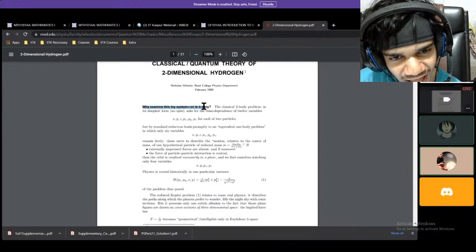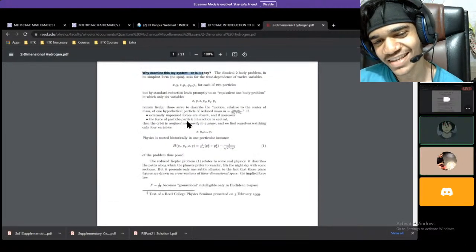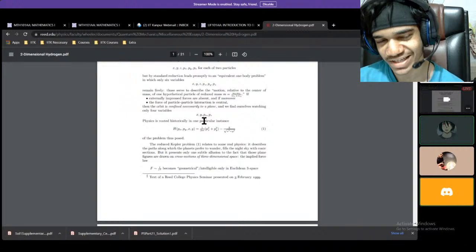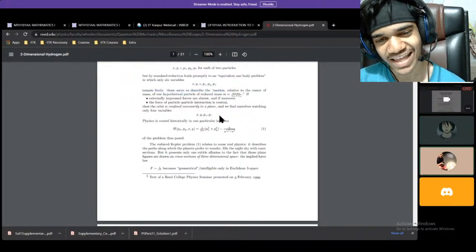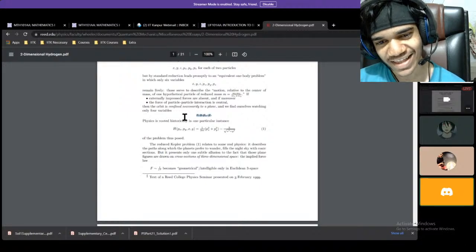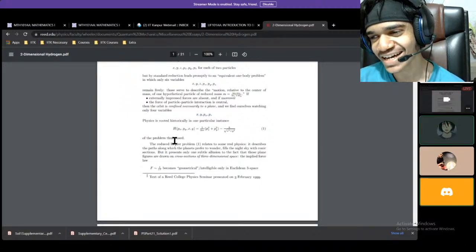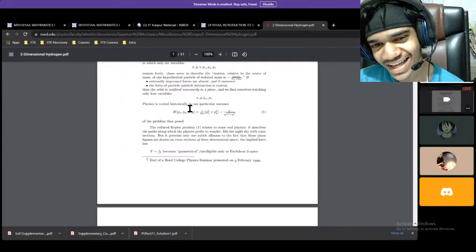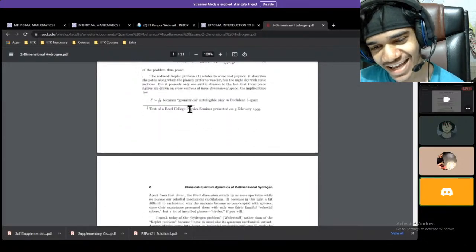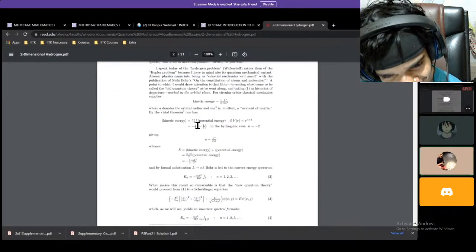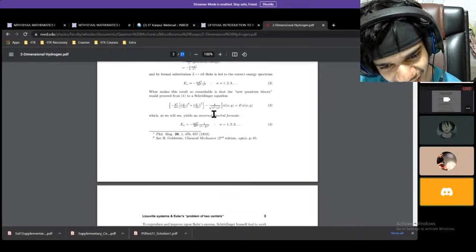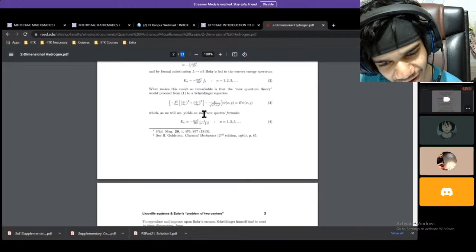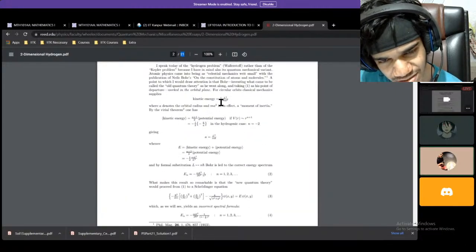Why examine this toy system, or is it a toy? Good. 2D space, he has basically removed the Z components here. Yeah, you can see here. अबे ऐसे तो साला मैं भी एक पेपर लिख दूं यार. It's not a small paper. It's 21 pages. Oh my god. He's not written in just some layman terms.